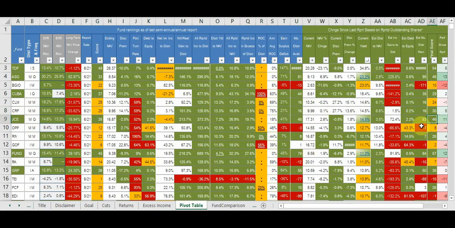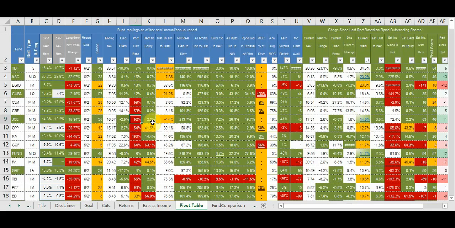JCE has a final score of 46, 53 estimated monthly distributions remaining, has already made 72.4% of the 6-month distributions, and has a score of 35. And you can see it has an abundance of green columns. Here you can also see it has a portfolio turnover rate of 52%.